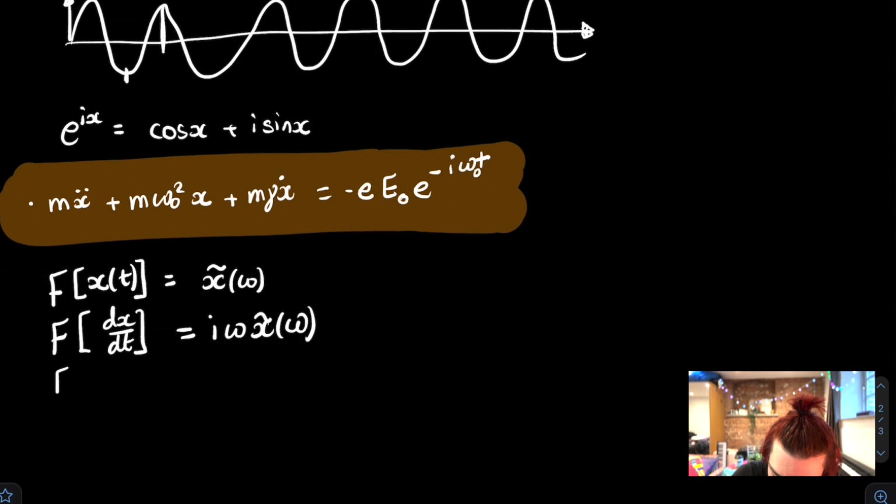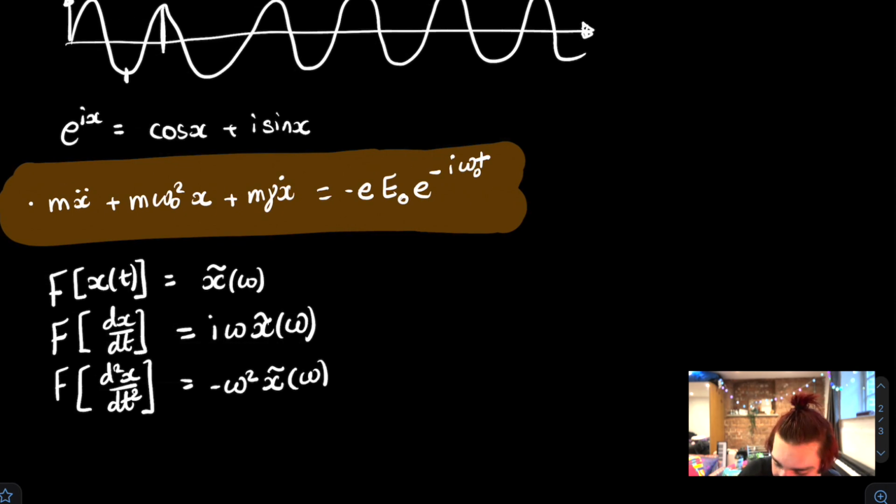And so similarly, when we take the second derivative of x with respect to time, we're just going to bring out another factor of i omega out the front. So when we multiply i omega times i omega, we're just going to get minus omega squared times the Fourier transform. So it's a really nice property of derivatives of functions. In Fourier space, you're just multiplying by factors of i omega every time you differentiate. So that's really, really useful.